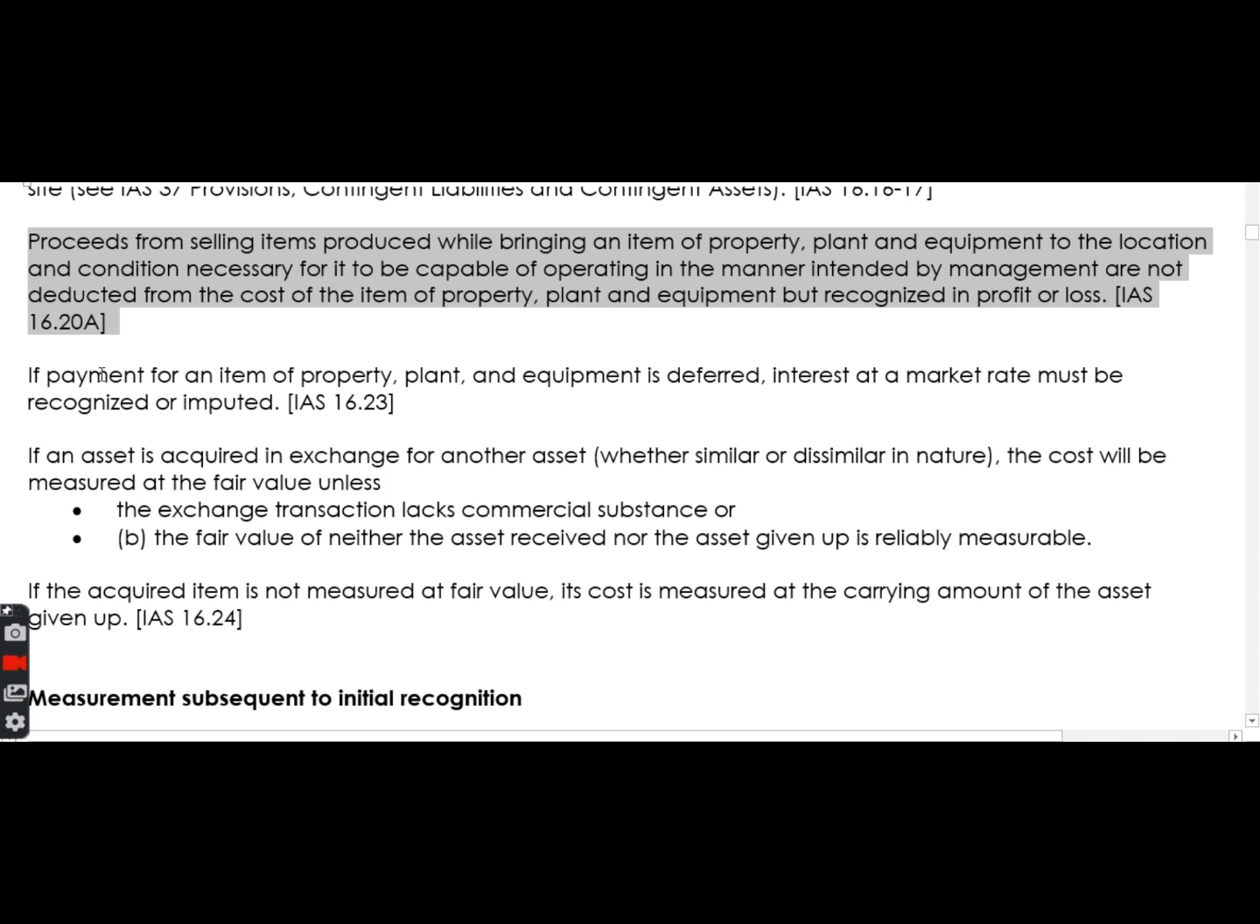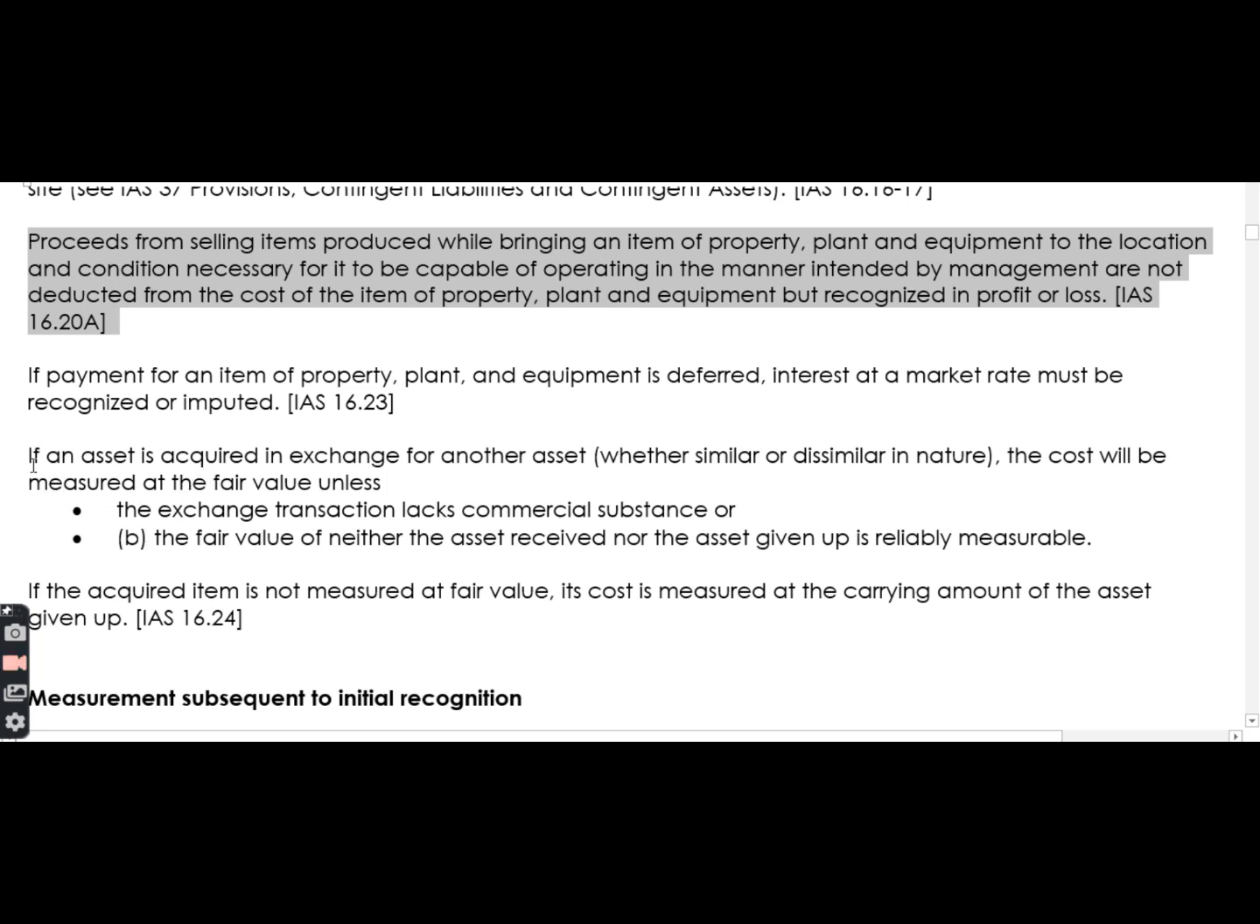So, next tayo. If payment of an item of property, plant, and equipment is deferred, okay, so kumbaga it is not a straight payment, then we are going to recognize any difference or any component niya na related to interest. Of course, interest na yun. Hindi na siya considered as capitalizable.